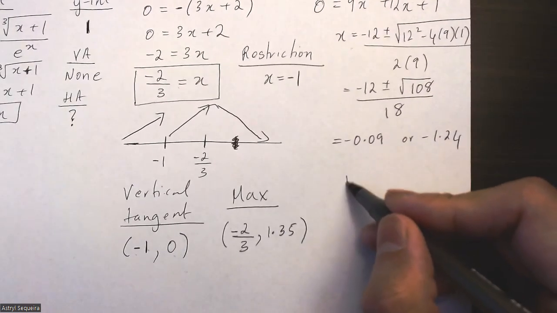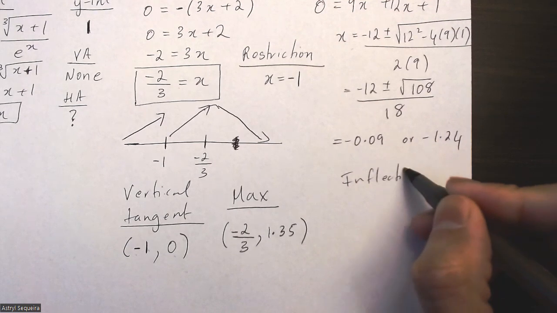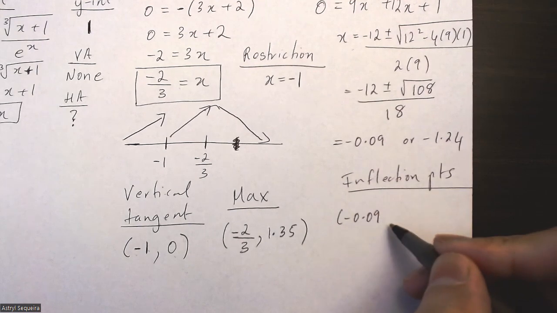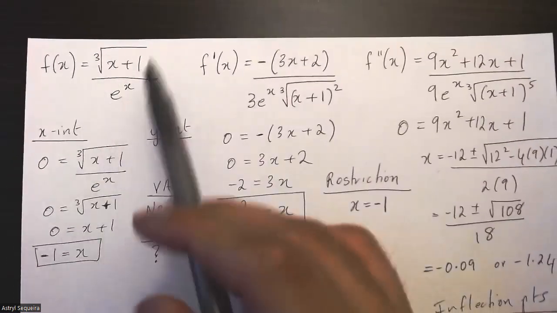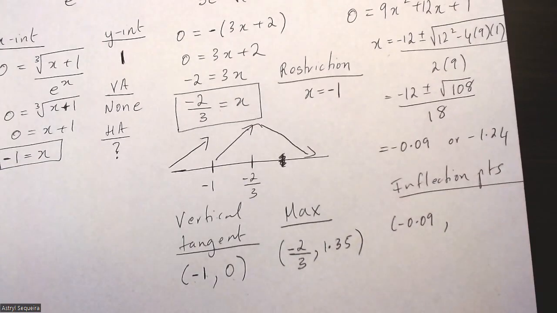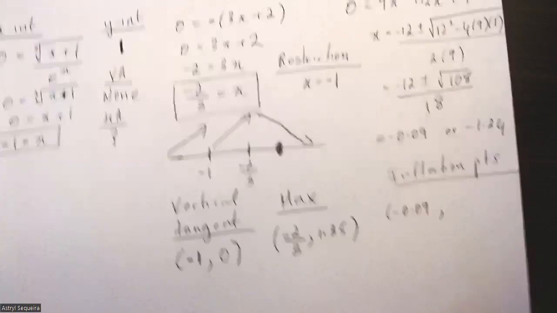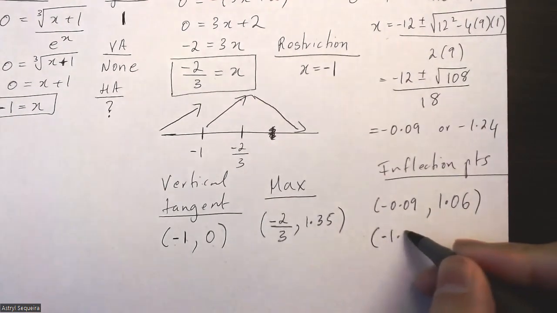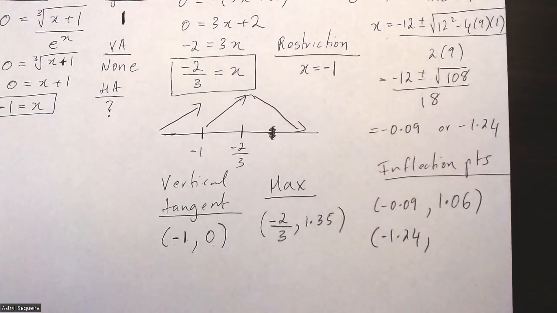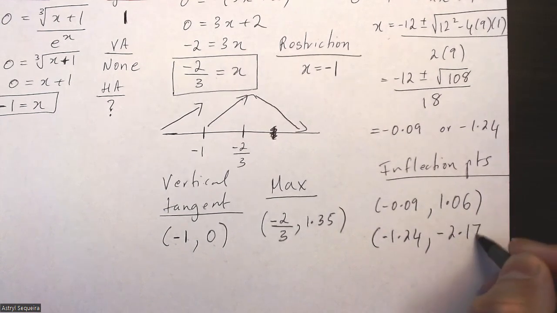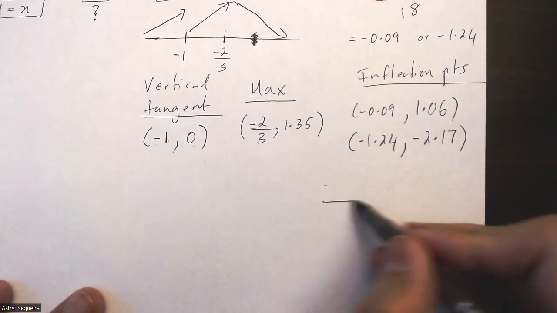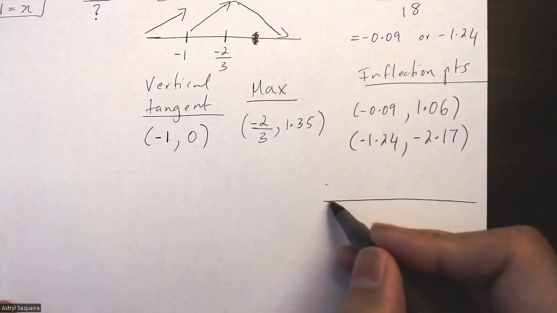My first inflection point is -0.09, and I gotta sub this into the original equation to find the y value. If I do that, I will get 1.06. And the second inflection point is -1.24. If I sub this in the original equation, I will get -2.17.